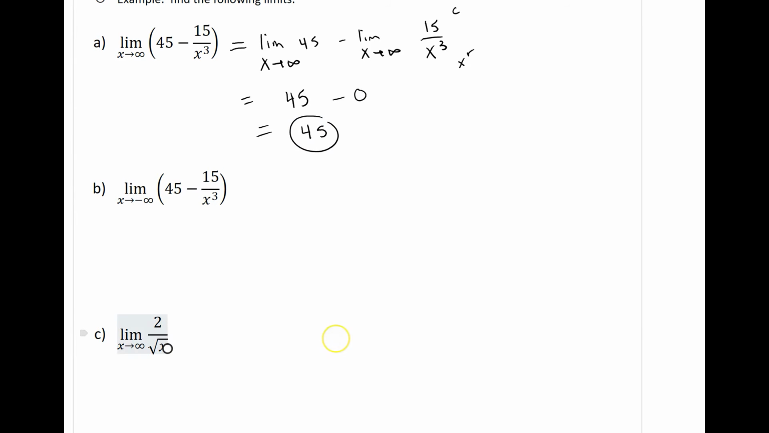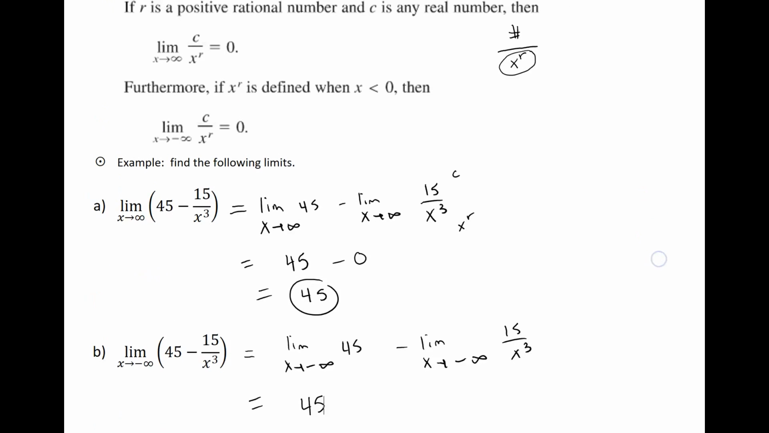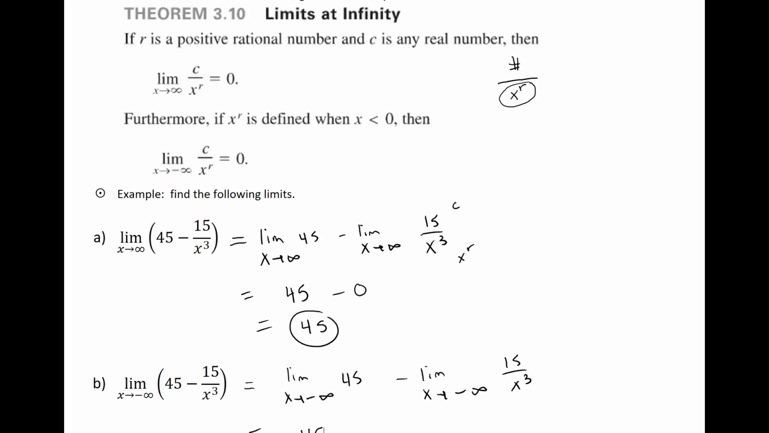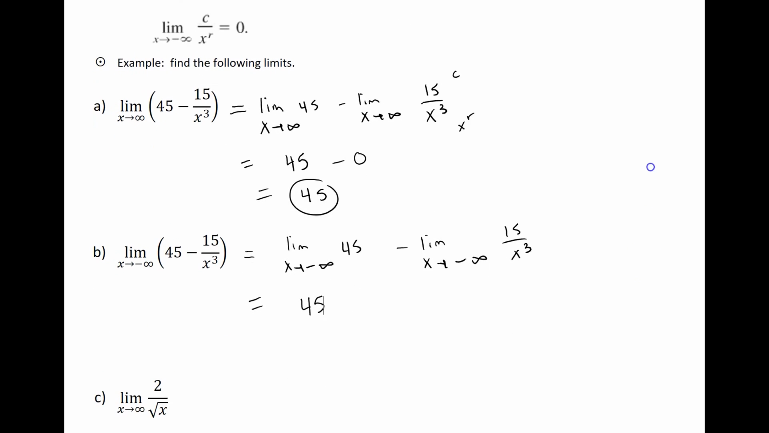Now, if you were going to take the limit as x approaches negative infinity of the same exact expression, again, you would have the limit as x approaches negative infinity of 45 minus the limit as x approaches negative infinity of 15 over x cubed. And this again is going to be 45 because it's a constant. And if you scroll back to the rule, it says the same thing is true for both infinity and negative infinity. So this is going to be 0 again. So this limit is actually also 45.